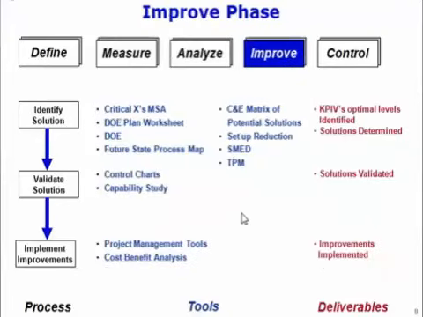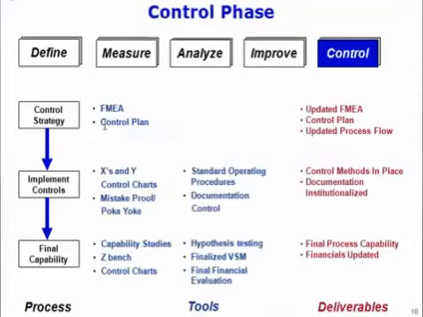In the improve phase, we also have 3 steps: identifying the solution, validating it, and then implementing the improvements or implementing the solution. And again, you've got the tools that we would use and the deliverables. And then finally, in the control phase, providing a control strategy, implementing the controls, and then determining the final process capability.